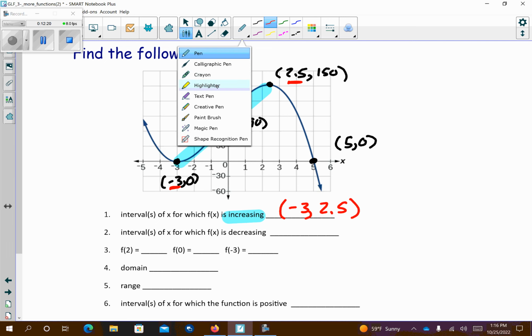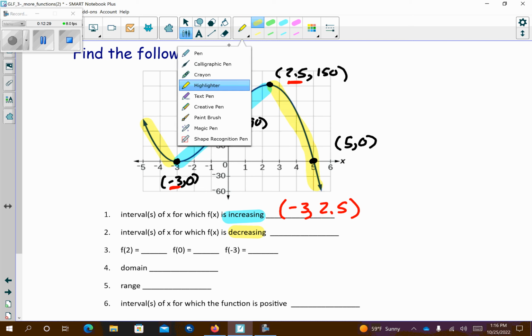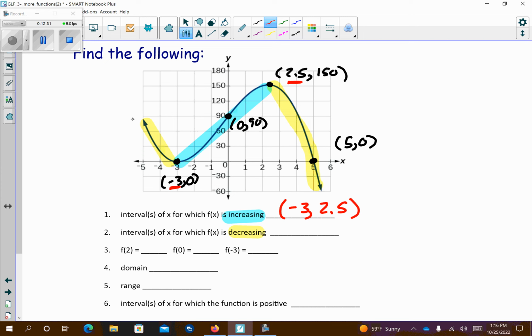Whereas decreasing means as I go to the right, it goes down. So it's decreasing there and it's decreasing there. Okay, so we're going to use the x values. Well, I don't have an x value here because that's an arrow, so that's going from negative infinity. I have an arrow over here, that's going to positive infinity. So I'm going to go from negative infinity to negative 3 for decreasing. It's going down. And I also go from 2.5 to infinity.